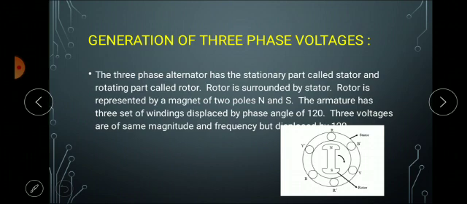Next, the generation of three-phase EMF or voltage. A three-phase alternator has three separate windings in its stator. The three windings are displaced from one another by 120 degrees. The three voltages will differ by 120 degrees. If RR dash, YY dash and BB dash are the three windings, then the voltages in the windings are ERR dash, EYY dash and EBB dash.